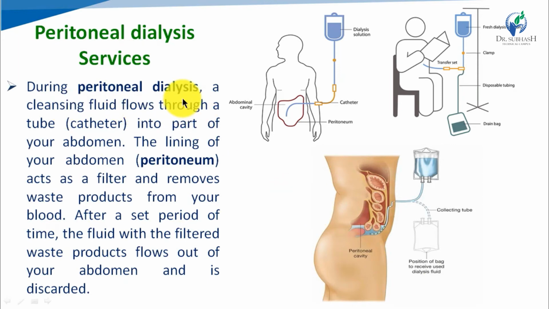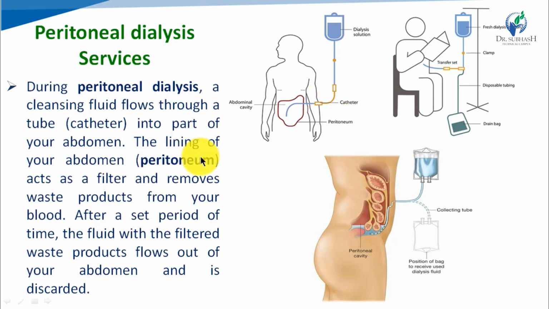During peritoneal dialysis, a cleansing fluid flows through a tube, that means the catheter, into part of your abdomen. Special peritoneal dialysis service is required in case of kidney failure. If the kidney doesn't work properly, then dialysis is required. Here we need to remove the toxins, so a dialysis solution should be inserted through the catheter into the peritoneum, or the abdomen.